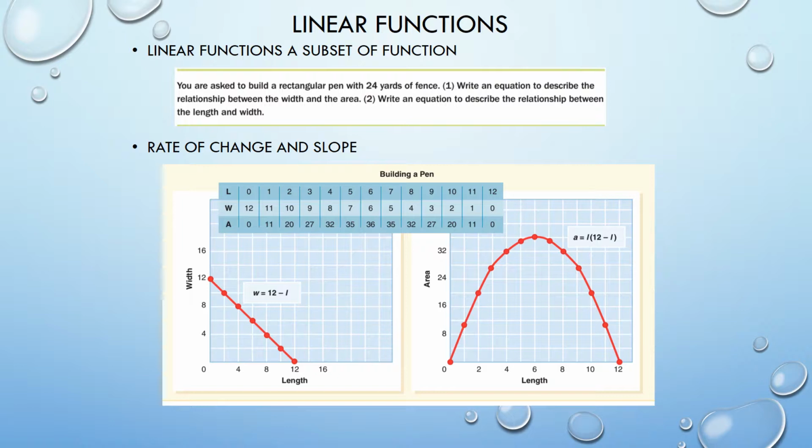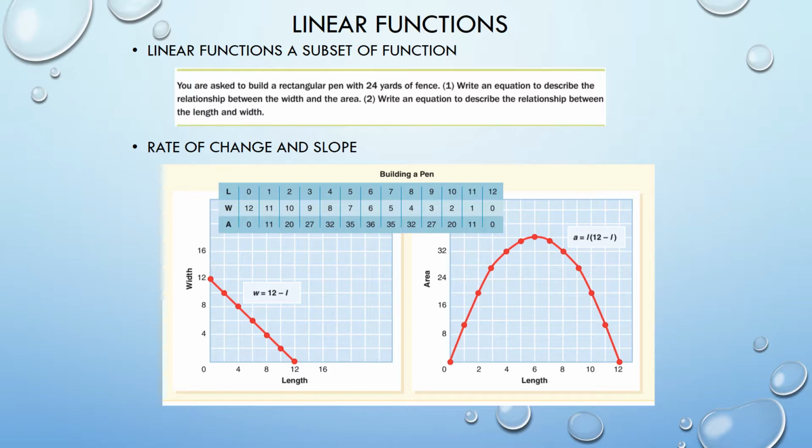So this particular chart, LWA, that you see, does both of those. You can see the relationship between the length and the width, and you can see the relationship between the width and the area, with the width being in the middle. So if we start at the left of the table, we see that if the width is 12, the width is going to be twice for it to be a pen. That's 24 yards right there. The length is going to be nothing, so the area will be nothing, because 12 times 0 is nothing.